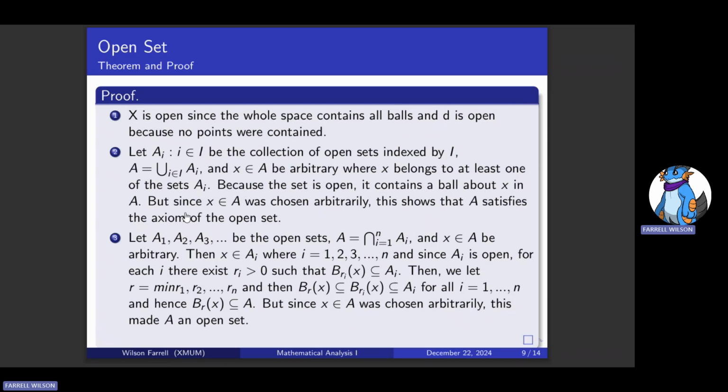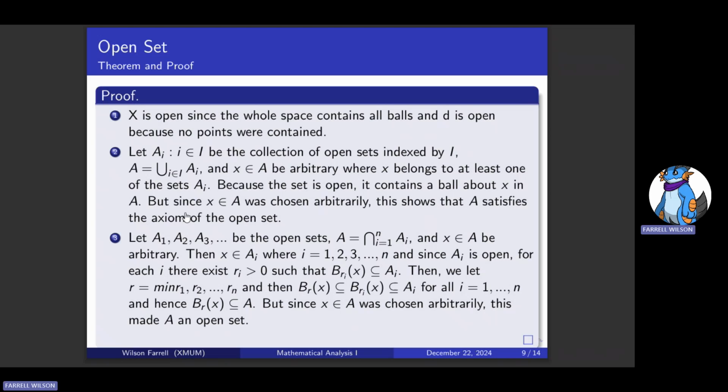For the third axiom, we first let A1 to An be open sets, and we let A be the intersection of the Ai. Just like the previous axioms, we let x in A be arbitrary, so x is in Ai for i equals 1 to n. Since Ai is known to be open, for each i there exists ri greater than 0 such that B(ri) is in the set Ai.